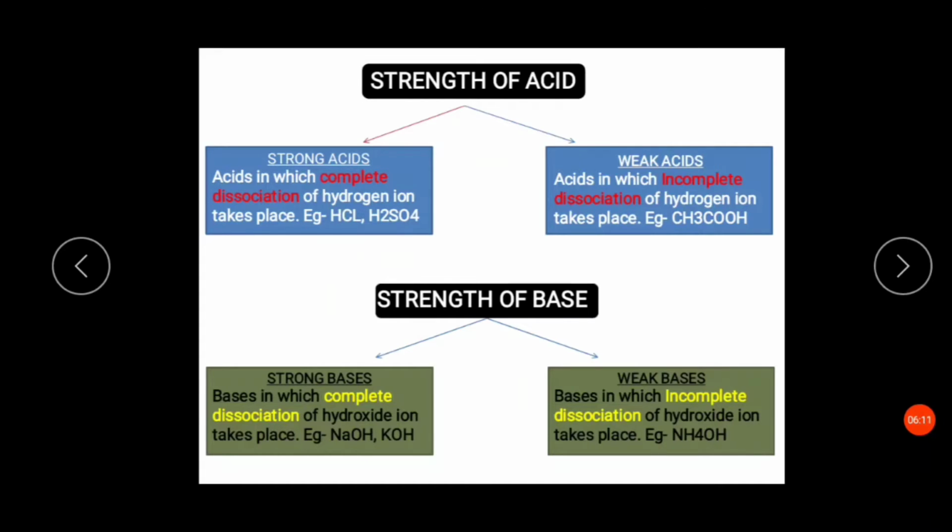Weak bases are those in which incomplete dissociation of hydroxide ion takes place, like in ammonium hydroxide. All the molecules of ammonium hydroxide will not release OH minus ion. So that is the incomplete dissociation and it is categorized as weak base.